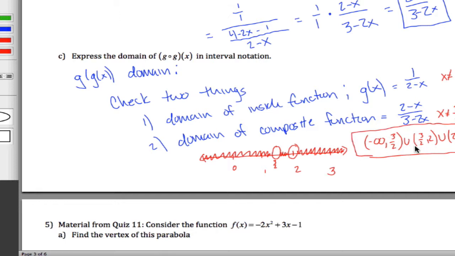But if you can't, at least show me some work, show me something so I can give you some points. Key thing to know is when you're looking at the domain of a composite function, you have to look at 2 things, the domain of the inside function and the domain of the composite. Everyone forgets to look at the domain of the inside one. Make sure you don't just kick out 3 halves, you kick out 2 and 3 halves.